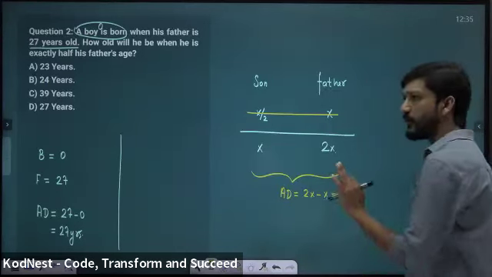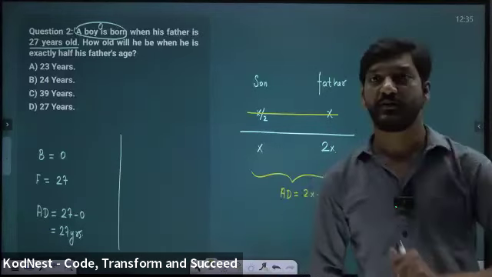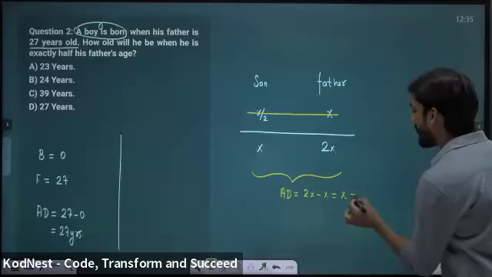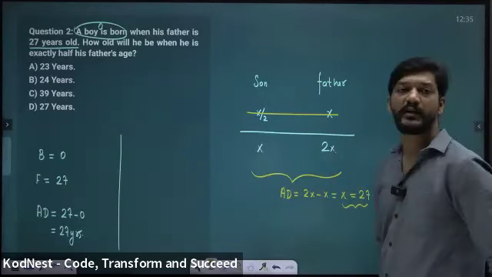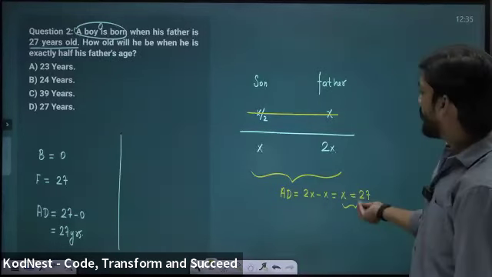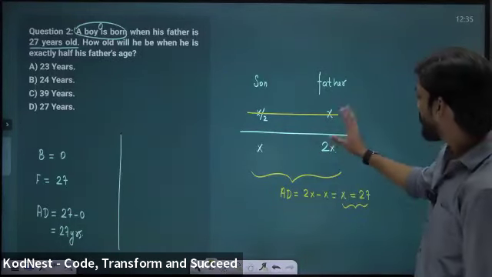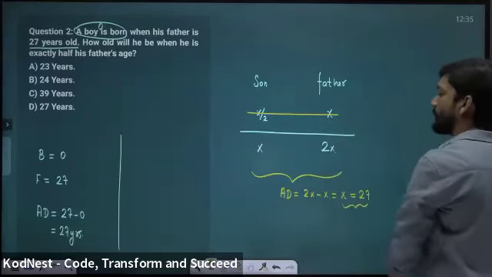Again asking you, what is the age difference? Now you should say 27. Okay, 27. So can I equate this to 27? Yes or no? Carefully answer. Yes. Okay, so equated. Now x equals 27, father 2x is 54.